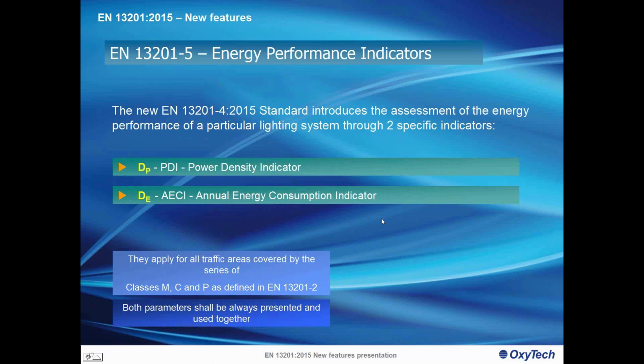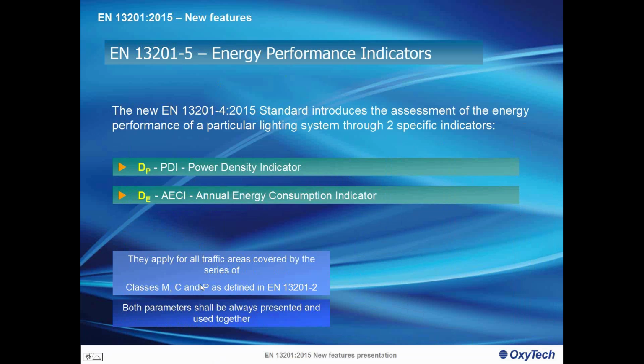Let's come now to the brand new section of the new standard, the one related to the energy performance evaluation, assessment. This assessment is introducing two main parameters. We're going to see that there are two other interesting parameters, but not as important as these two. So the first one is the DP, or PDI, the power density indicator, and the second one is the DE, the AECI, annual energy consumption indicator.